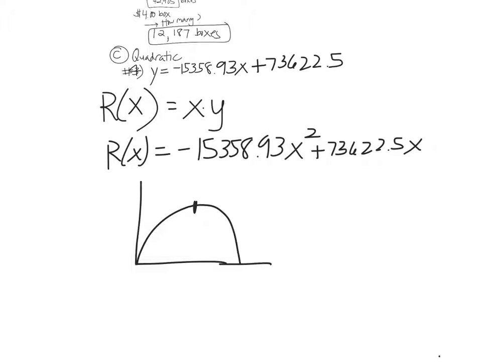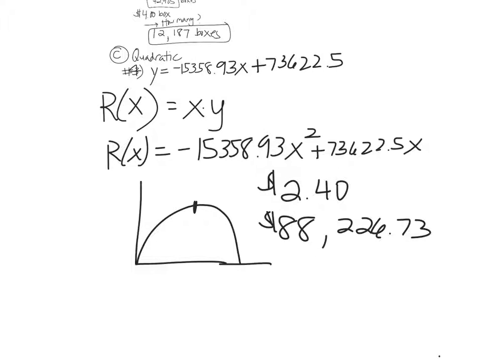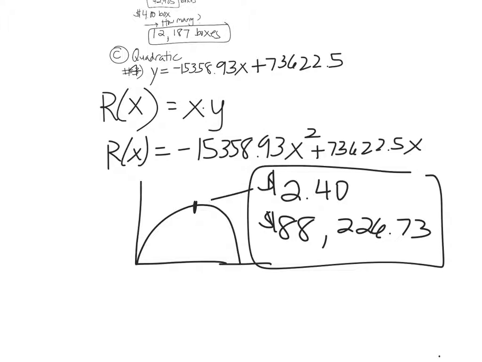And it says that we should charge $2.3967. So we should charge $2.40 per box, and we will make a revenue of $88,226.73. That's the vertex right there.